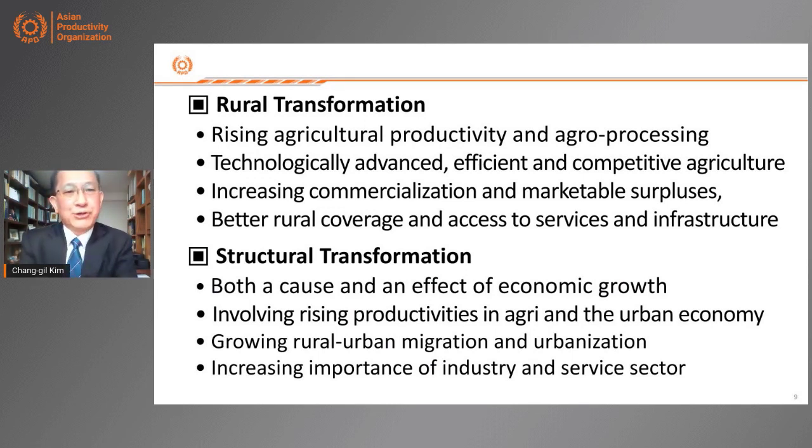And then rural transformation. Rural transformation has several components. The very important one is rising agricultural productivity and agricultural processing. Also, rural transformation means technologically advanced, efficient, competitive agriculture. A third component is increasing commercialization and marketable surplus. Also, better rural coverage and access to services and infrastructure. So I think inclusive rural development is also based on rural transformation. And then structural transformation.